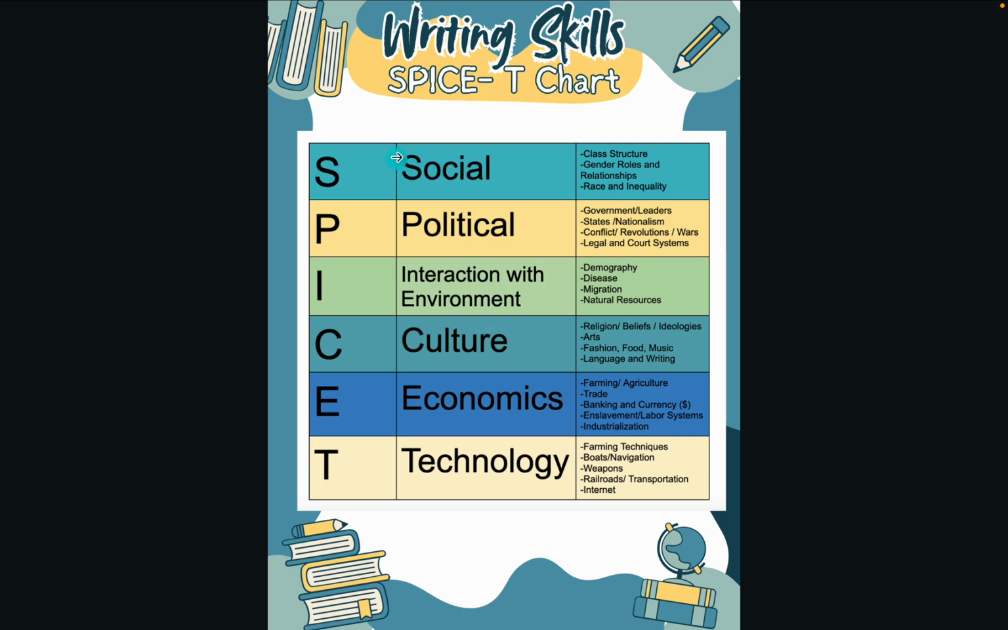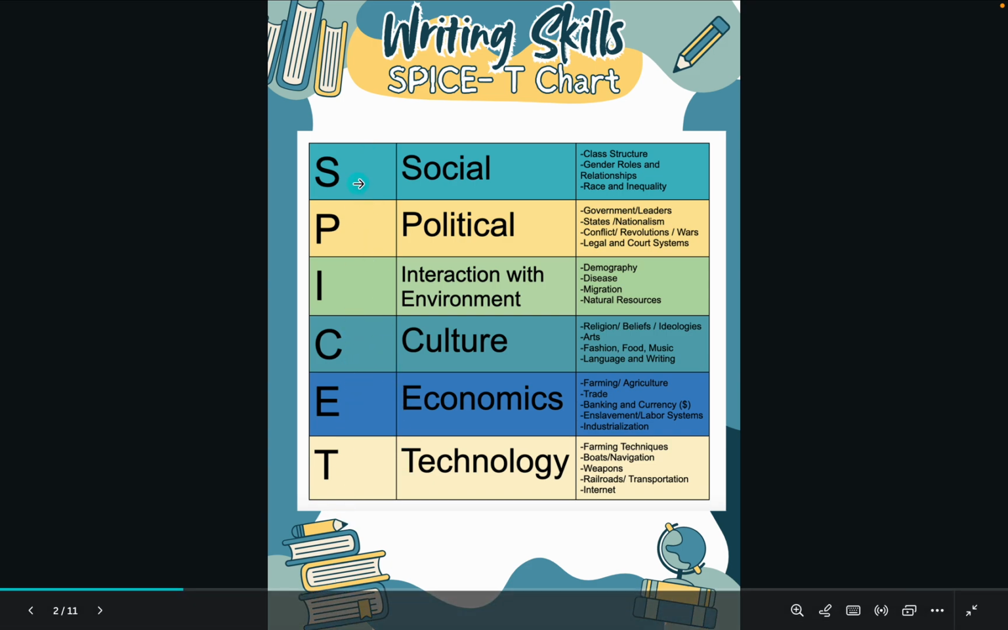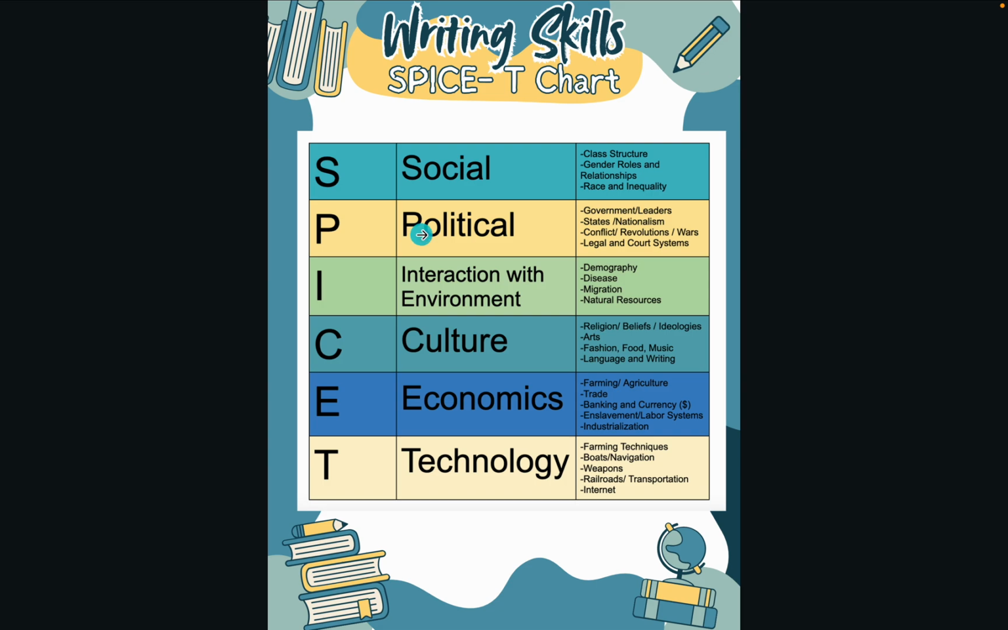But you should be thinking, okay, social, right? Remember the acronym SPICE-T. That's the acronym we use. S stands for social, P stands for political, I stands for interactions with environment, C stands for culture, E stands for economics, T for technology. Now, if you Google it, some people are going to put technology into interactions with environment. That often happens, but I love to have it on its own.